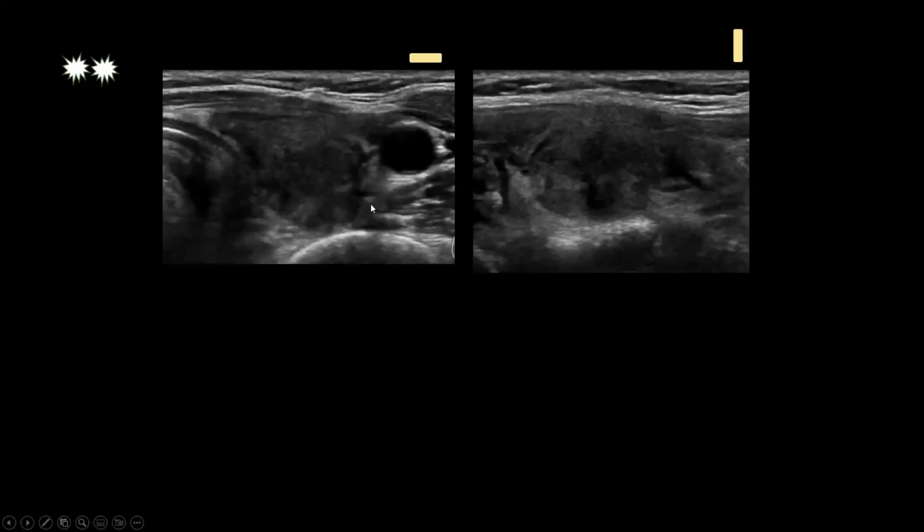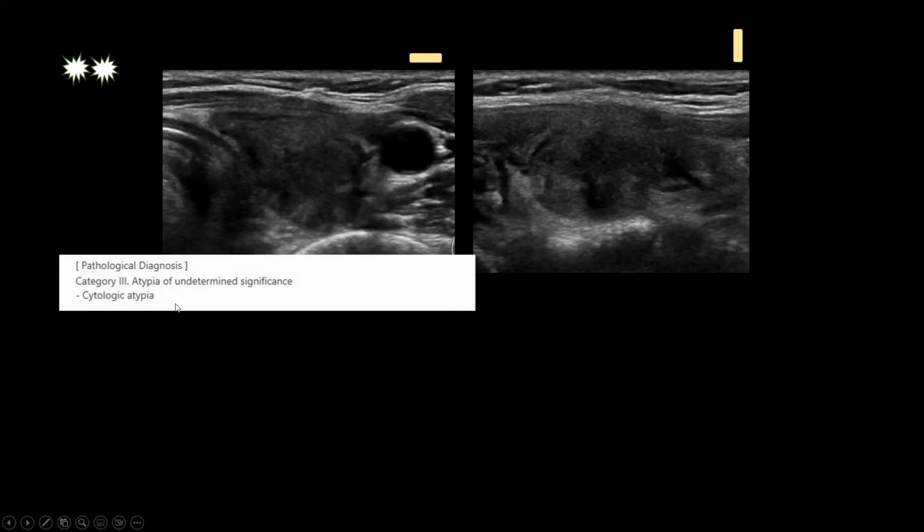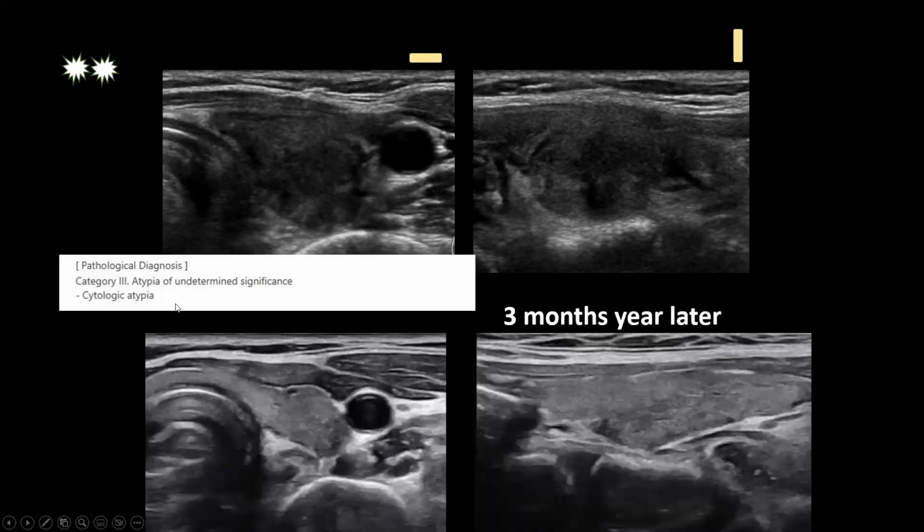In one case, the patient had left thyroid pain with a hypoechoic ill-defined lesion, fitting typical features of subacute thyroiditis. FNA was performed, and atypical cells were reported. 3 months later, the lesion had resolved completely on follow-up imaging.